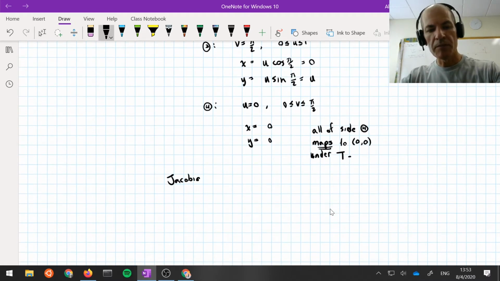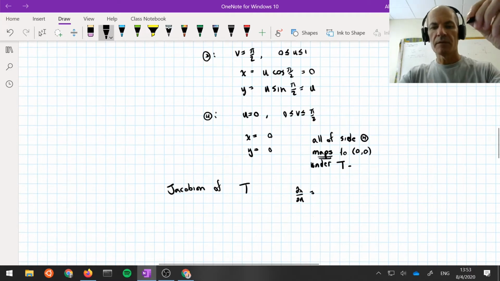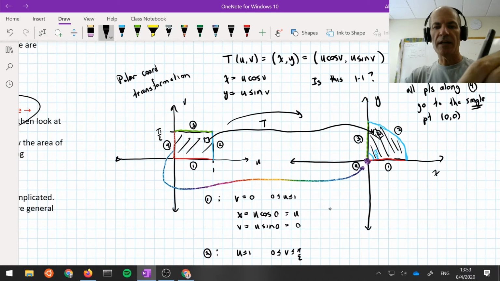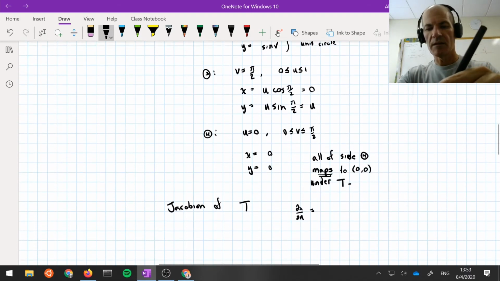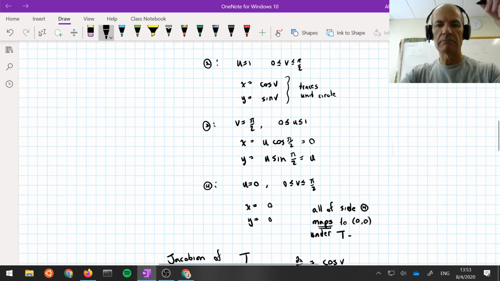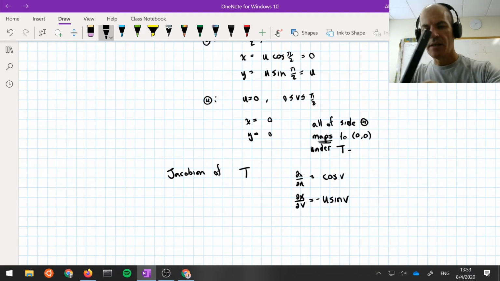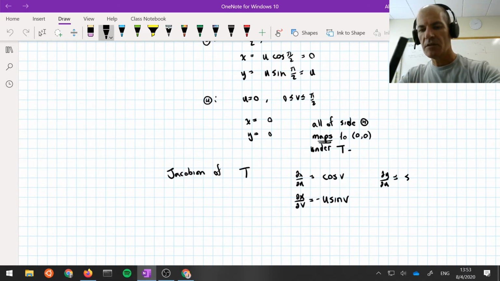So let's do the Jacobian of T. All right, the partial of x with respect to u, let's go up here and look at that. The partial of x with respect to u is cosine of v. The partial of x with respect to v is u times minus sine v. And then continuing with the y variable, the partial of y with respect to u is the sine of v, and the partial of y with respect to v is u cosine of v.